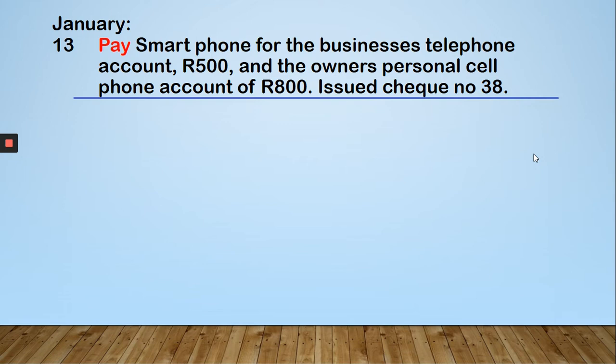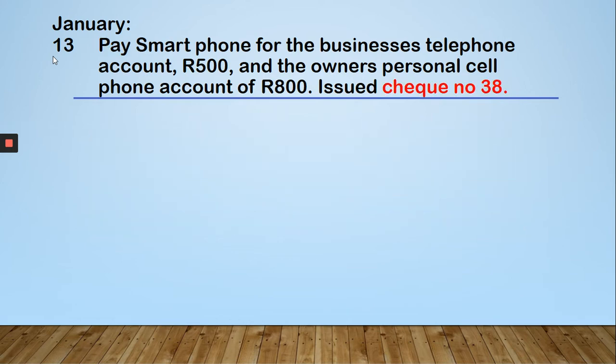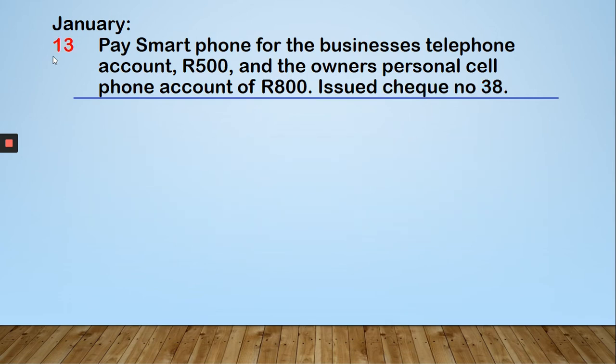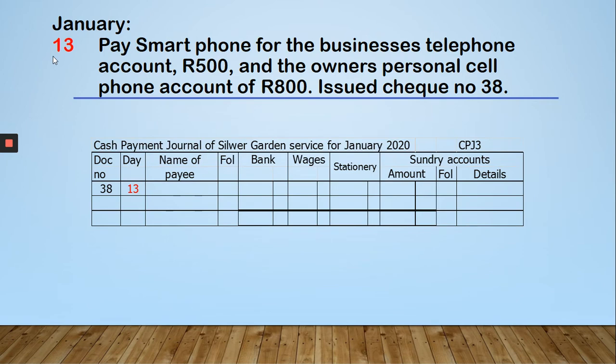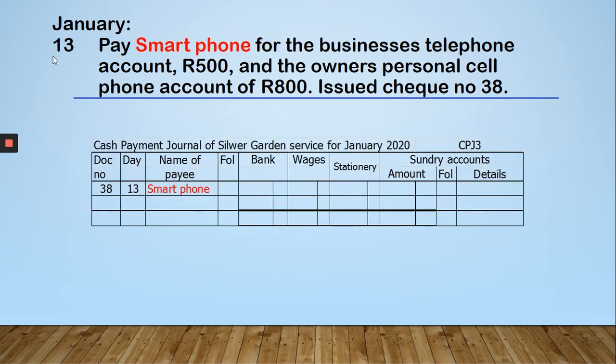Alright, so first of all, we are going to write this in the CPJ because it says there we are going to pay. So in the CPJ it will go, first of all, the document number. We see that they told us it's check number 38. So it's going to be 38. The day is the 13th that they give us. Who are we going to pay? Smartphone, that is the company's name. Folio, we said you can just leave out for now.